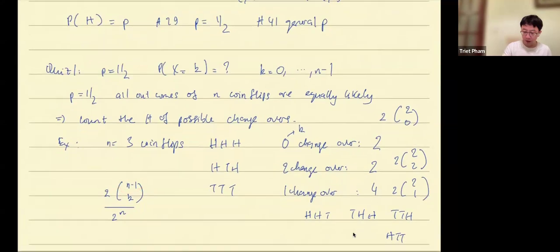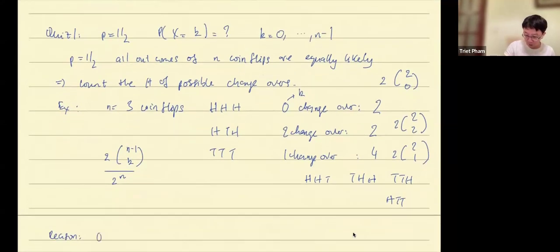So basically out of n minus 1 possible, let's say, gaps, right? By gaps, I mean the location between the coin flips, you choose K positions for the flips to happen.